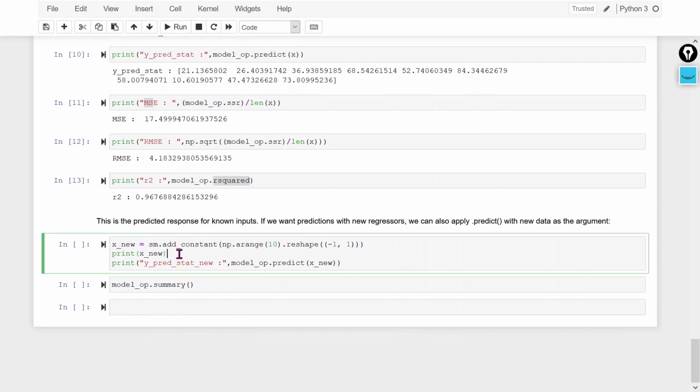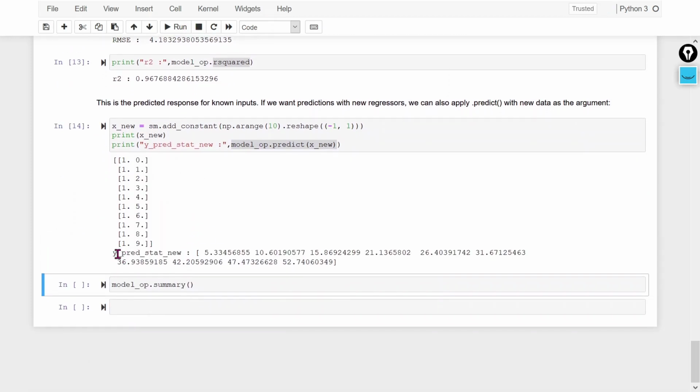We want to calculate the prediction for some unseen data. So I'm going to use this particular unseen data. This is your unseen data. The same thing, I will create the x value by adding the constant to this particular data, then we will do the prediction.